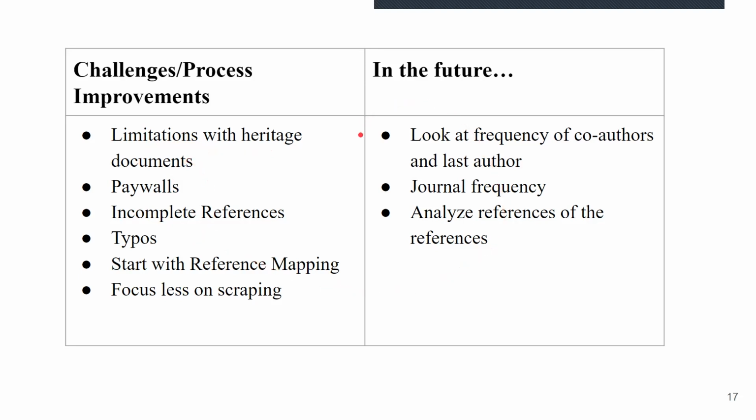In the future, I think it would benefit this project to look at the frequency of co-authors and last authors, to look more into the journal frequencies, and to analyze references of the references. And what I mean by this is looking at all the references that are here, looking at their references to understand what the foundational papers really are. It's very helpful, and it's a good starting point to look at the most cited papers, but I think it would be better to gather more evidence and to be able to determine what the foundational papers really are.